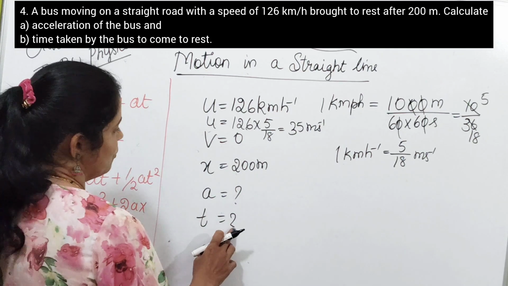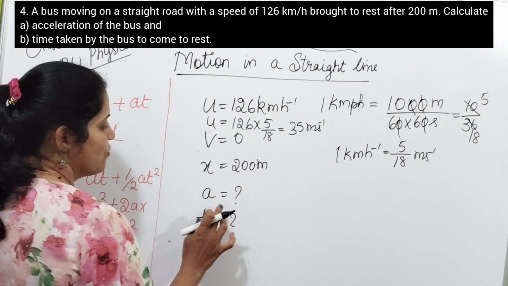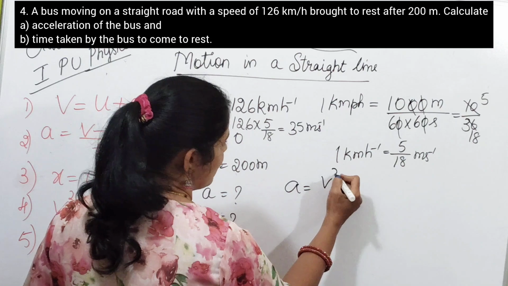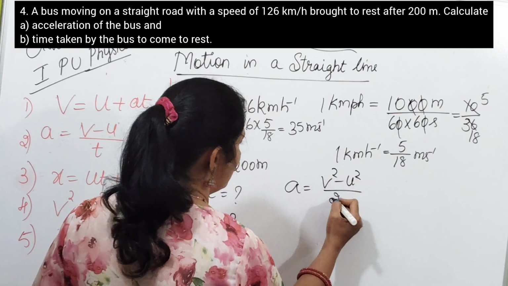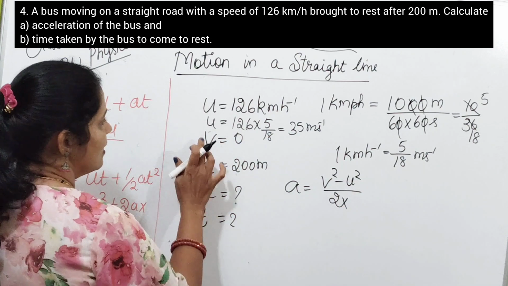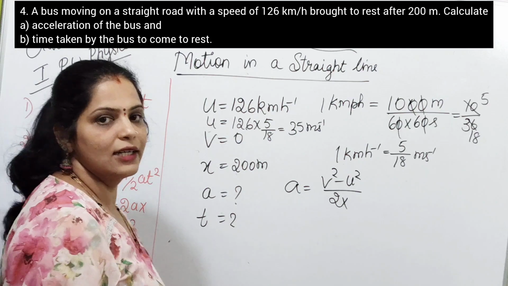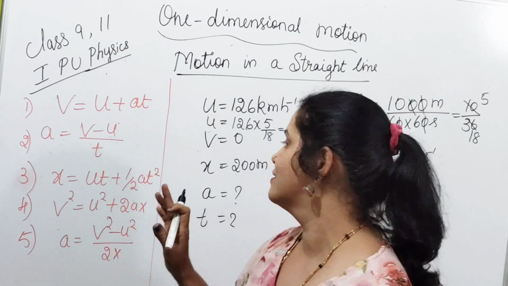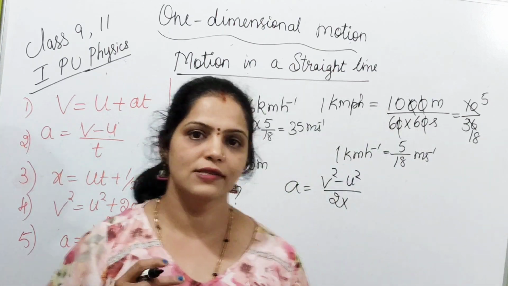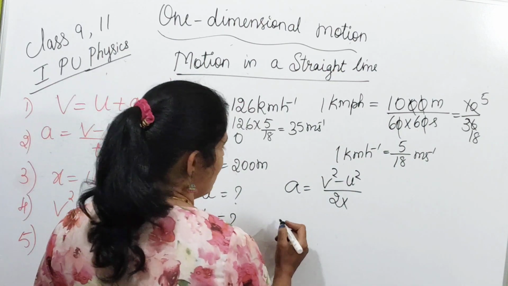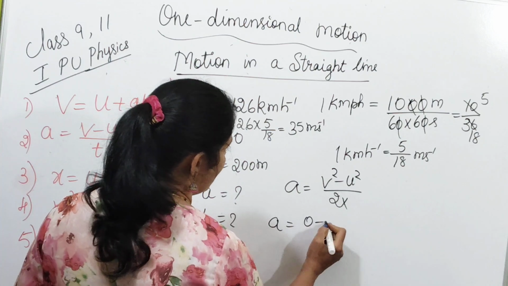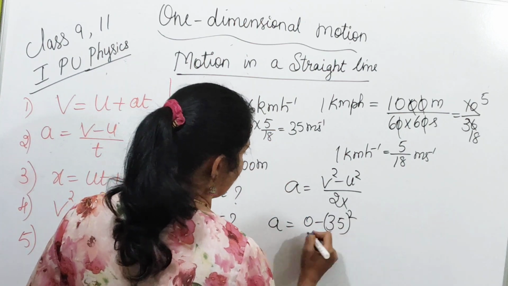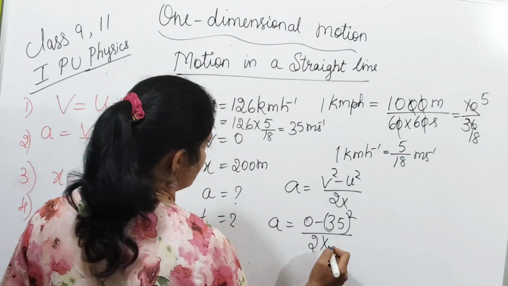Here time is unknown for us, distance is given. So to find out acceleration, we are using this relation: acceleration is v square minus u square divided by 2x. And here it says brought to rest after traveling a certain distance. If the object comes to rest, it means final velocity will be 0. V is 0. So 0 square is 0, that's why the first term is 0. Minus second term is 35 square divided by 2 into x, x is 200.